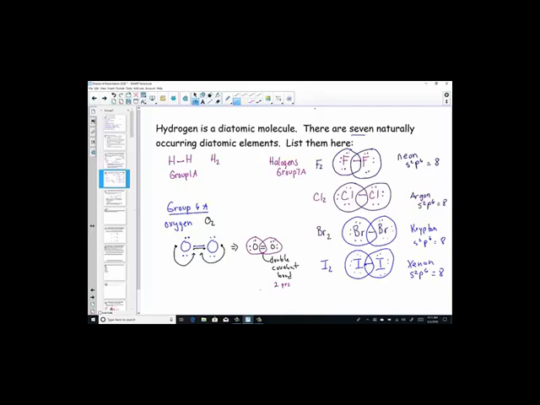And I still count 1, 2, 3, 4, 5, 6, 7, 8. There's 8 electrons around each of those oxygens. So oxygen is a naturally occurring diatomic molecule existing with a double bond. That's 6 of the 7. Who else? There's one more, and that's an element in group 5A. That's nitrogen.